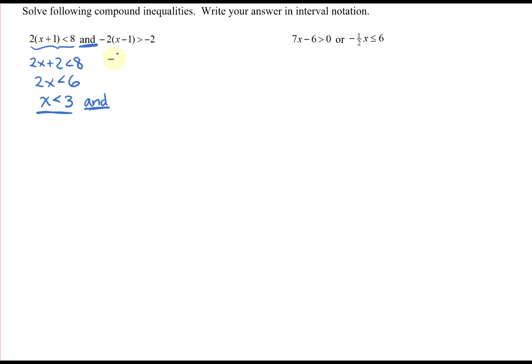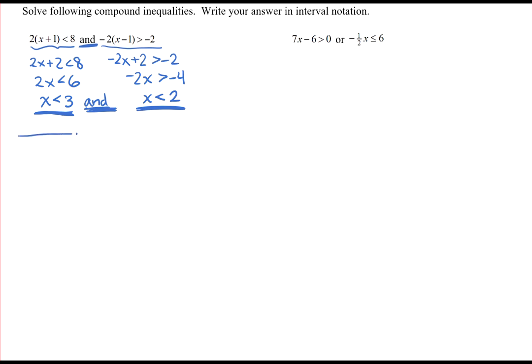So I want to distribute the negative 2 in the other inequality. Negative 2 times x is negative 2x. Negative 2 times negative 1 is positive 2. That's greater than negative 2. So negative 2x is greater than, if I subtract 2 from both sides, negative 4. And now when I divide by negative 2, I have to switch the inequality symbol. So x becomes less than positive 2, because negative 4 divided by negative 2 is positive 2. So I get two statements with an and in between them: x is less than 3 and x is less than 2.